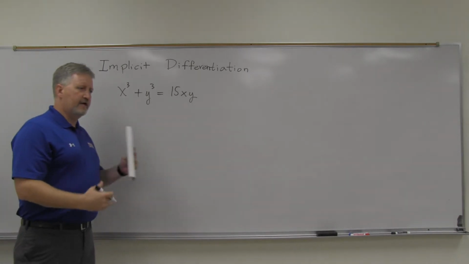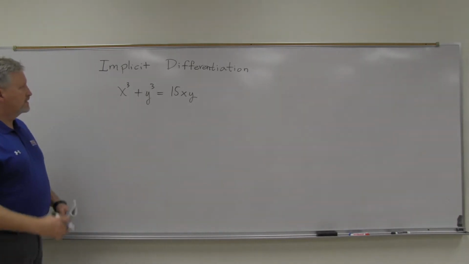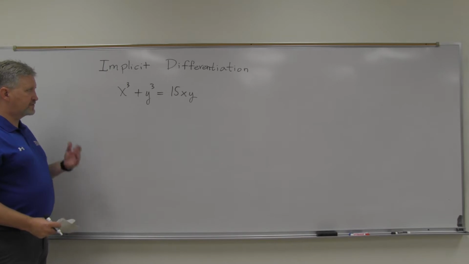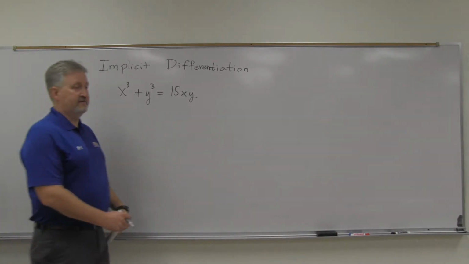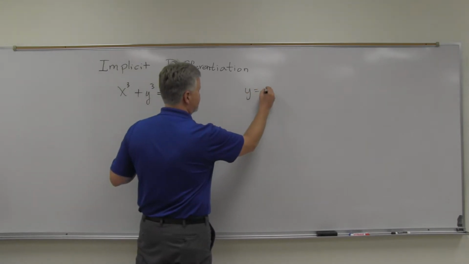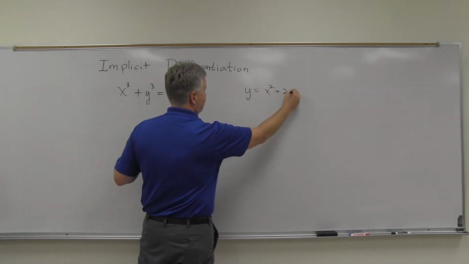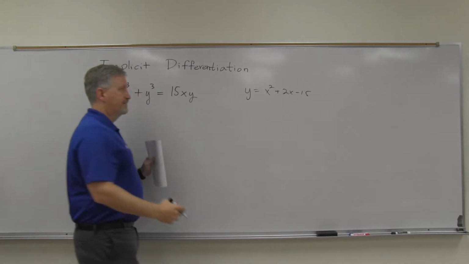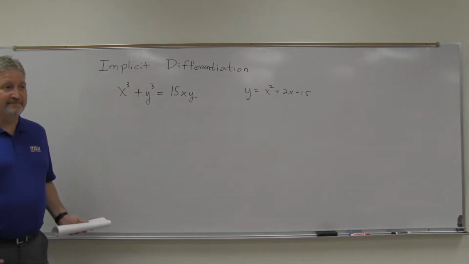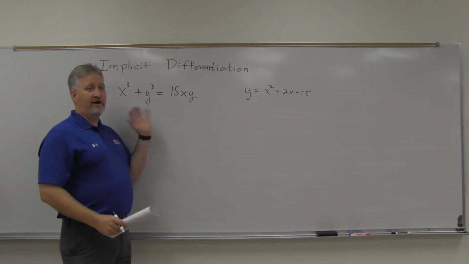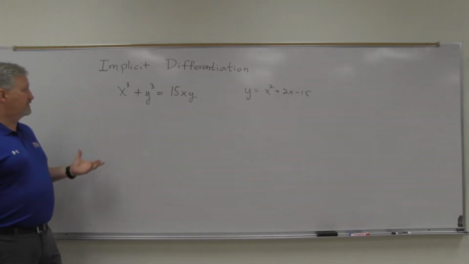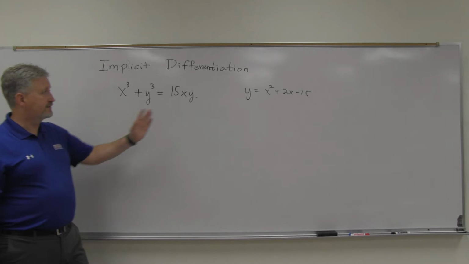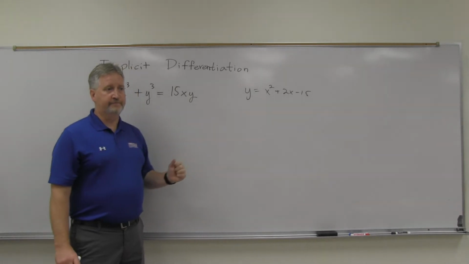This is an equation here. First thing we note right off the bat is it's a lot different than y equals x squared plus 2x minus 15, a regular function, because you don't have y on the side by itself. It's not in function form. And matter of fact, this one will be hard to put into y equals form.